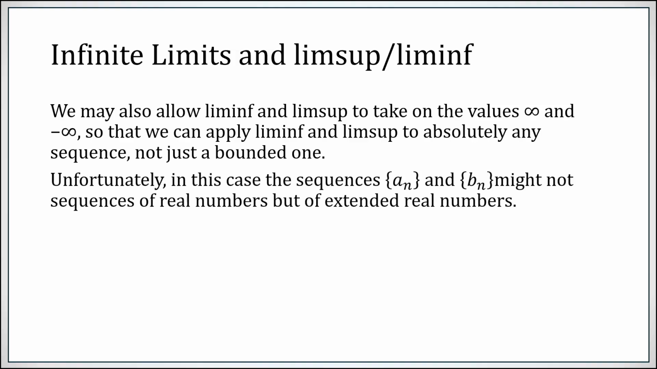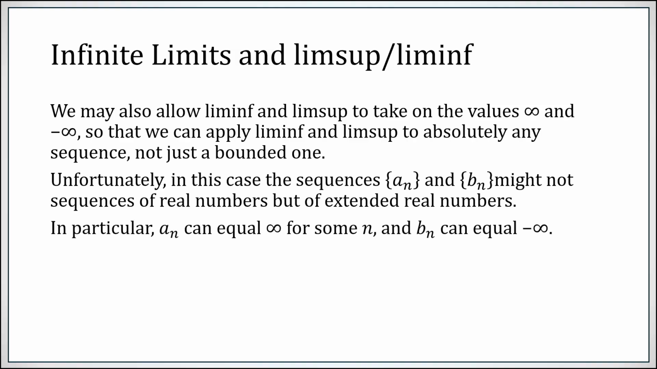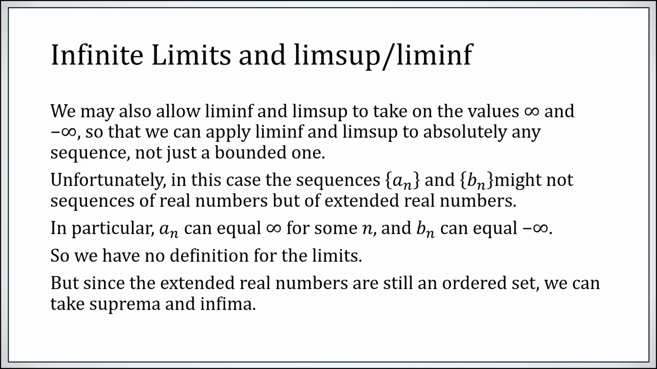Unfortunately, the a_n and b_n from the definition of limsup and liminf, the sup and inf of the tails, might not be real numbers, but they might be extended real numbers. In particular, the sup of a tail might be infinity, or the inf of a tail might be minus infinity. So we don't yet have a functional working definition for how to take a limit of a sequence that might involve some extended reals. However, the extended reals are still ordered. Remember that infinity is bigger than every real number, and every real number is bigger than minus infinity. There's still an ordering, so you can take sups and infs.